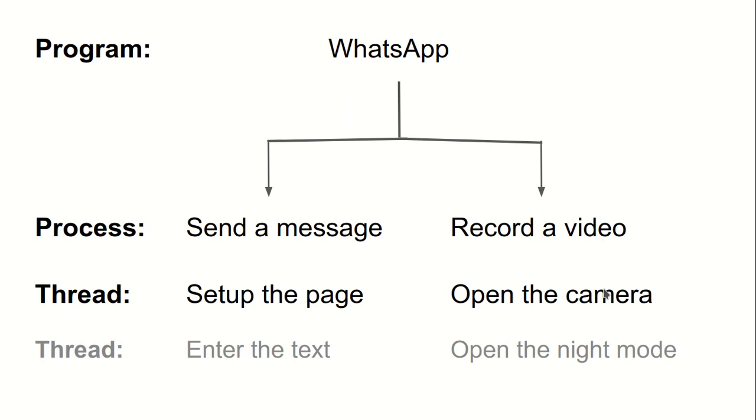After that, the next step is to enter the text, because without entering the text, you can't send a message. And without opening the night mode or any other mode, you can't record a video. So in this way, the threads will be helpful to get the process done. I hope you understood this.